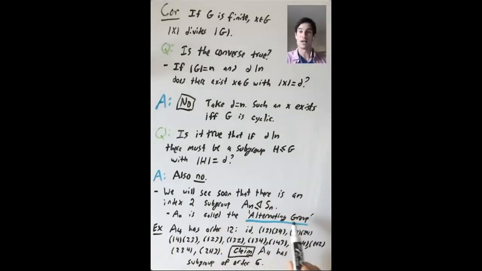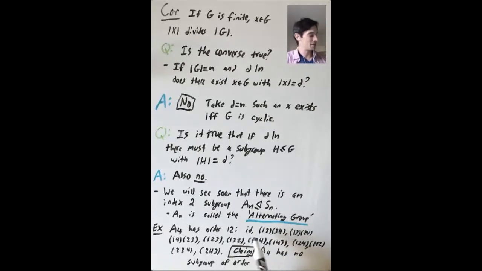AN is called the alternating group. So what does that mean? A4 has order 12. S4 has order 24. And here I've just written down 12 permutations. You can check that this actually gives you a group.